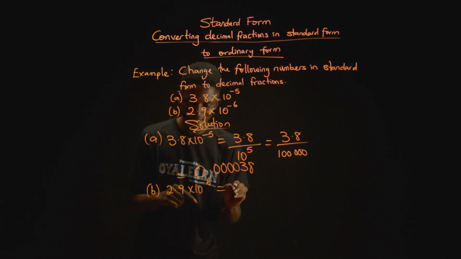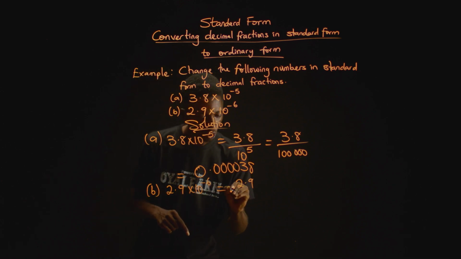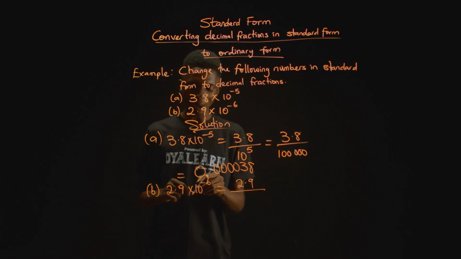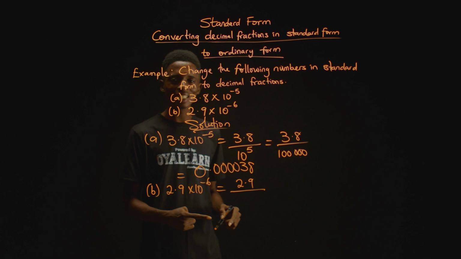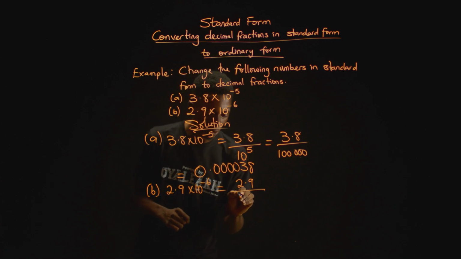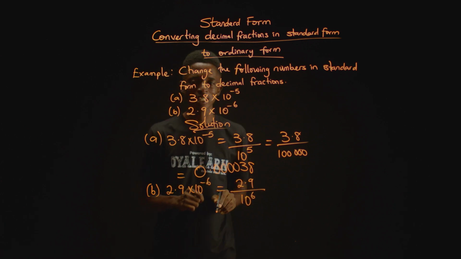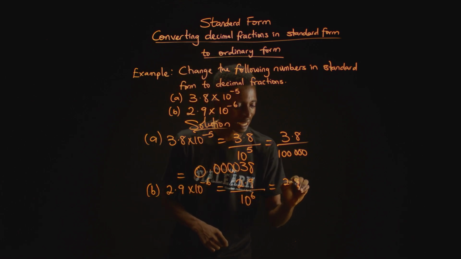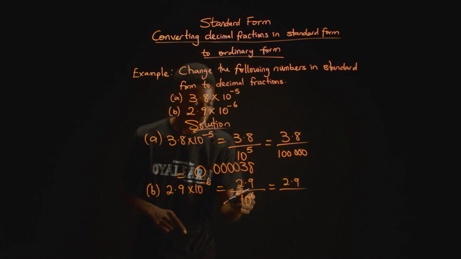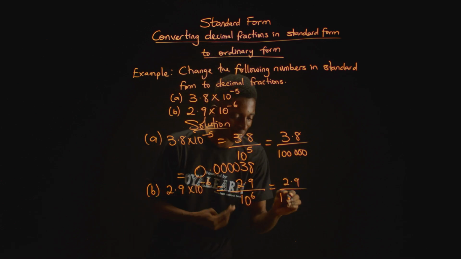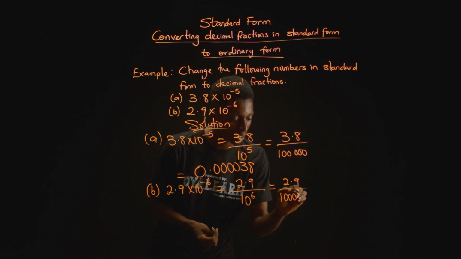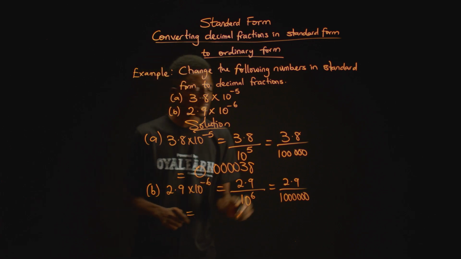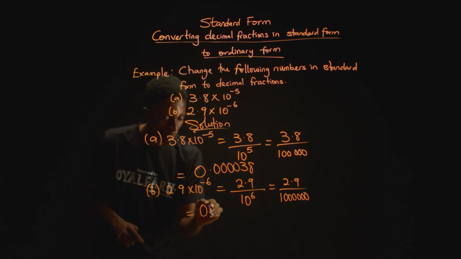This is then written as 2.9 over, now we change this 10 raised to the power minus 6 to the positive index form. And that will mean we have 10 raised to the power 6, positive 6. So this can then be written as 2.9 over, now writing this, we'll have 1 and then 6 zeros. So 1, 2, 3, 4, 5, 6. Therefore, our answer would then be 0 point.